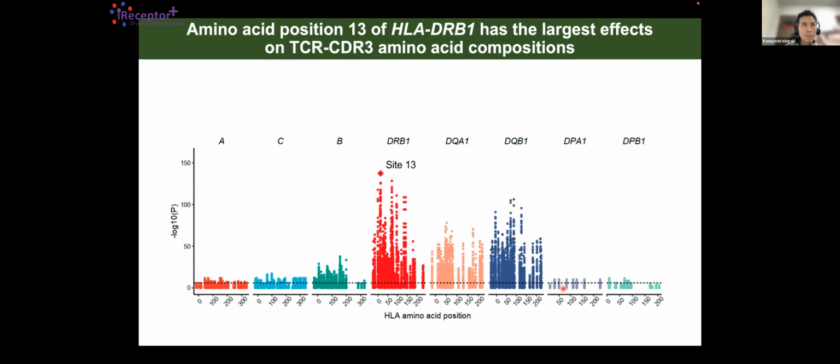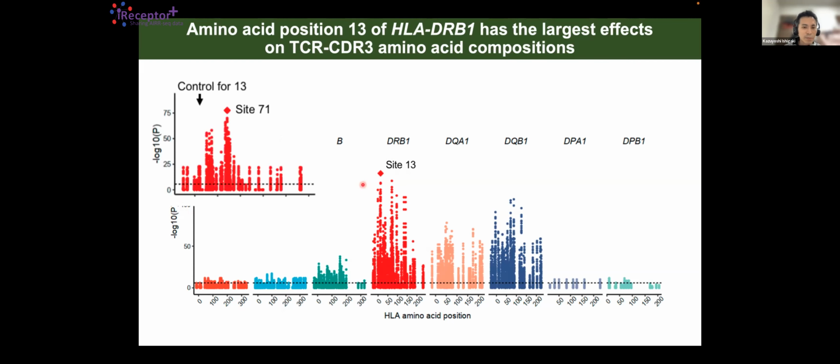This is one of the highlights of my research results. Here, the y-axis is the negative log10 p-value of association, and the x-axis is the HLA amino acid position. This is an HLA amino acid-wide study. The top hit, the lead association, was observed at position 13 of HLA-DRB1, and the p-value is super significant, less than 10 to the negative 100. After controlling for position 13, the second hit was observed at position 71 of HLA-DRB1.